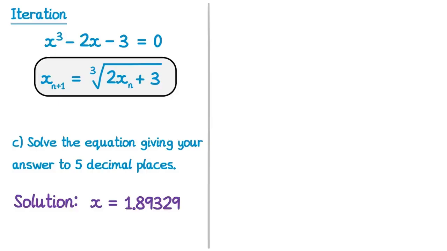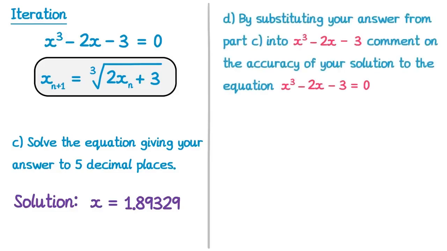A common follow-up question is to ask you just how accurate your solution is. It might read something like this. Part D. By substituting your answer from part C into x cubed minus 2x minus 3, comment on the accuracy of your solution to the equation x cubed minus 2x minus 3 equals 0. All we need to do here is write out the equation again, but instead of x, we're going to write our solution, 1.89329. 1.89329 cubed minus 2 lots of 1.89329 minus 3.